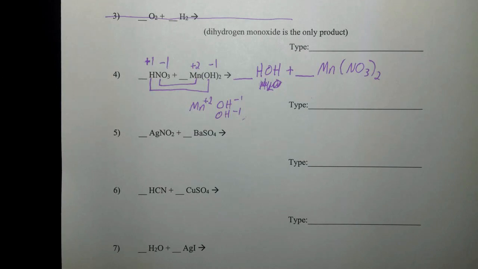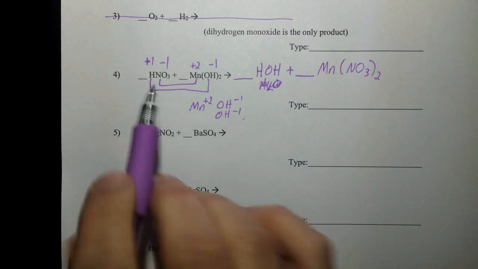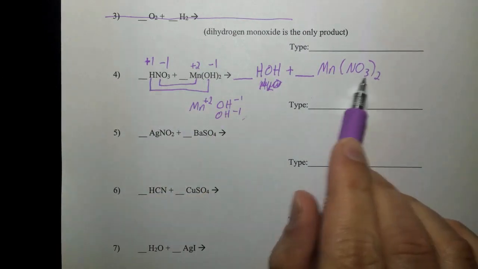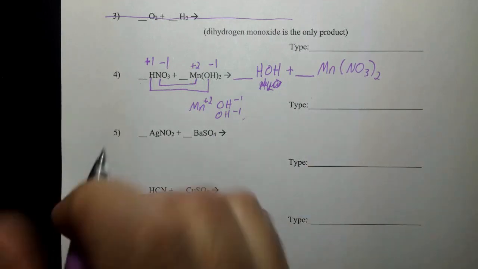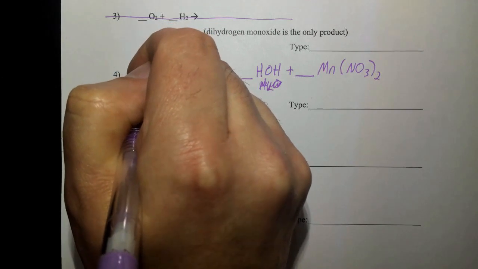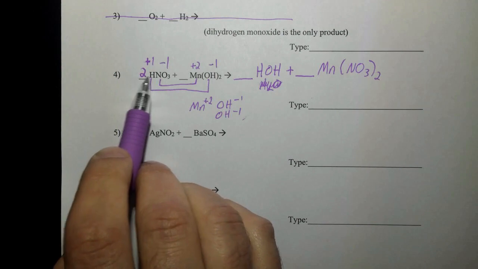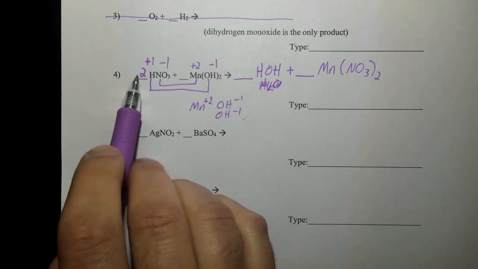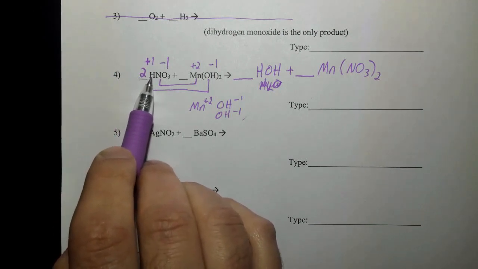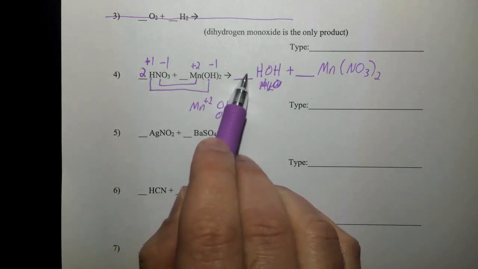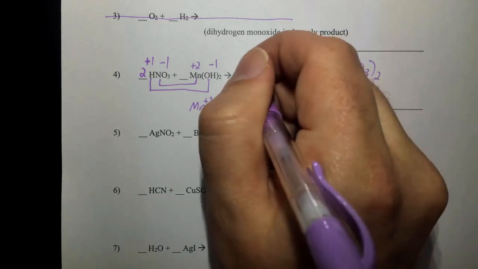Is it balanced? No. How many NO3s here? How many NO3s here? 2. So we need to place a 2 on the reactant side. How many, we'll call these in-front hydrogens, do we have here? 2. How many in-front hydrogens do I have here? Uh-oh, so this has got to be a 2.